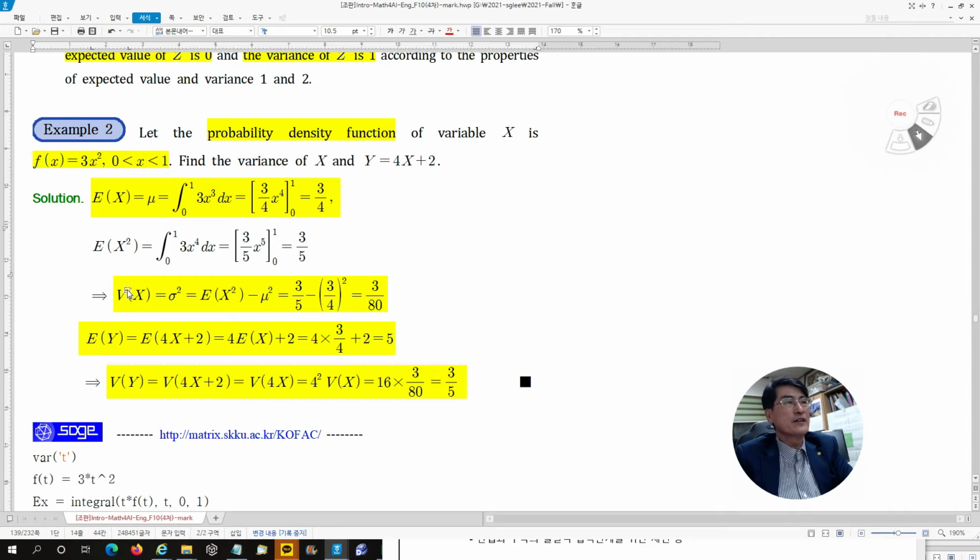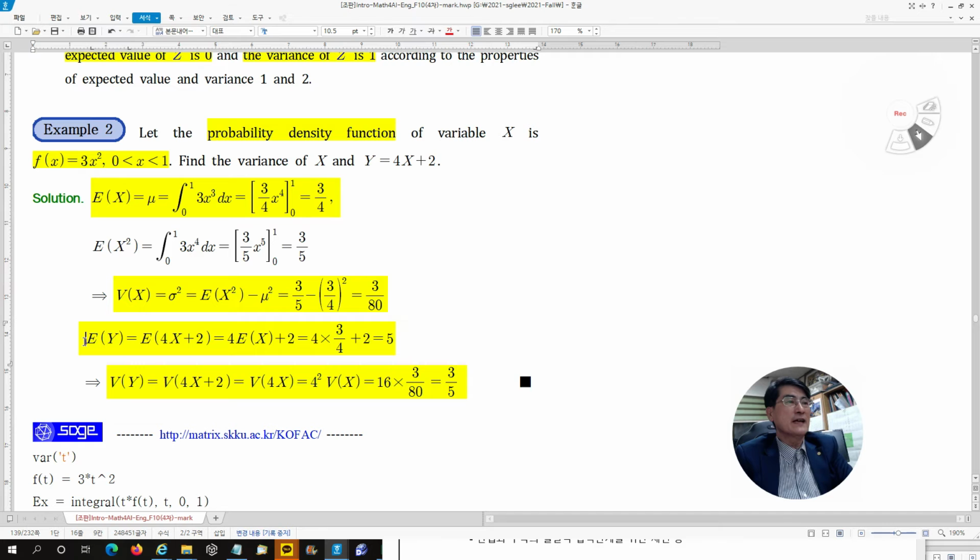Then V of x, which is sigma squared, is equal to E of x squared minus mu squared. So we have mu here, and we have E of x squared here, 3 over 5, which gives us the variance 3 over 80.